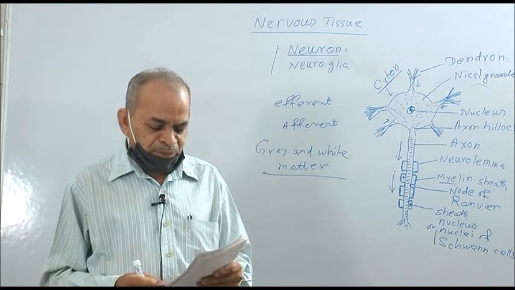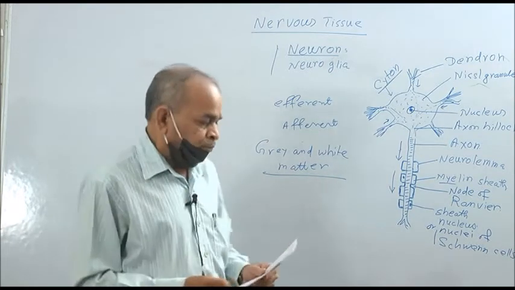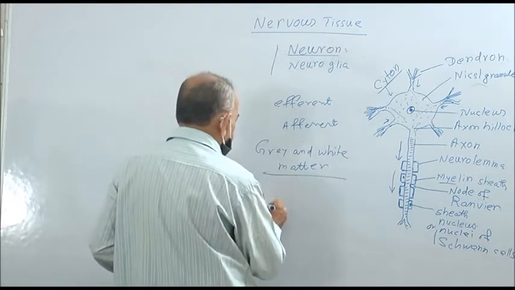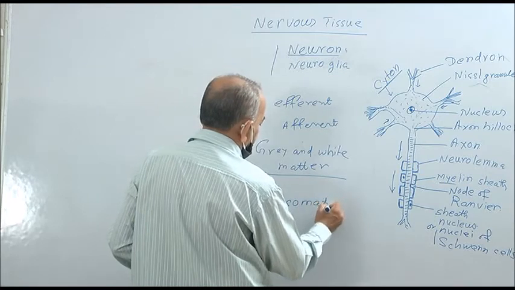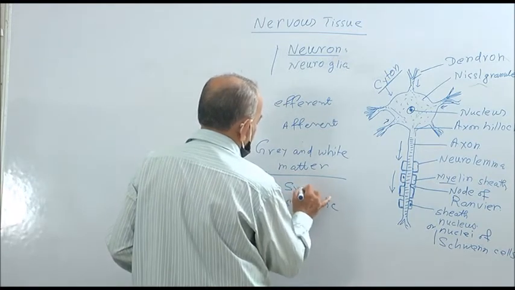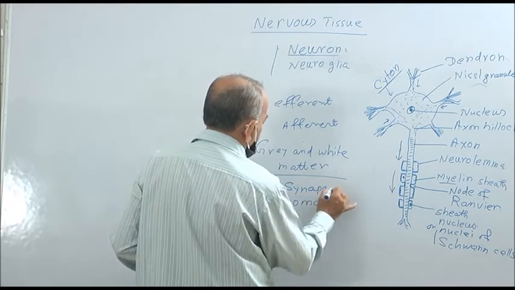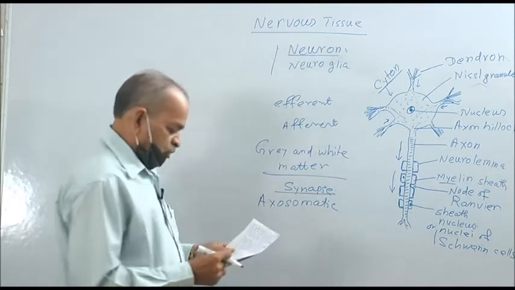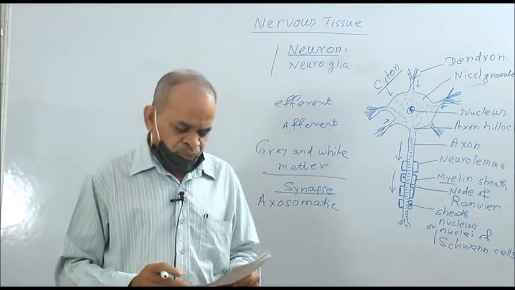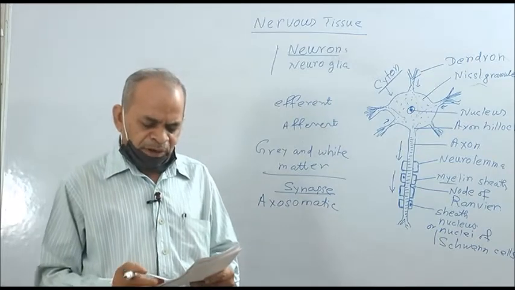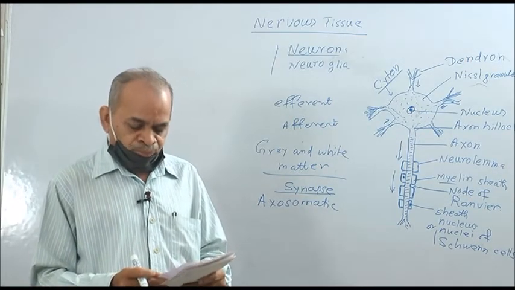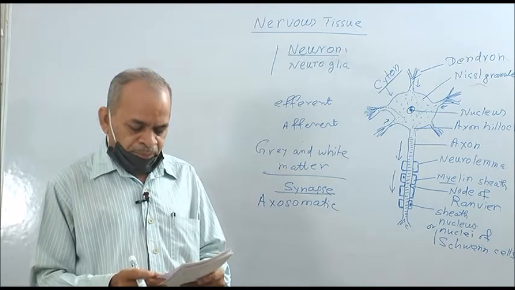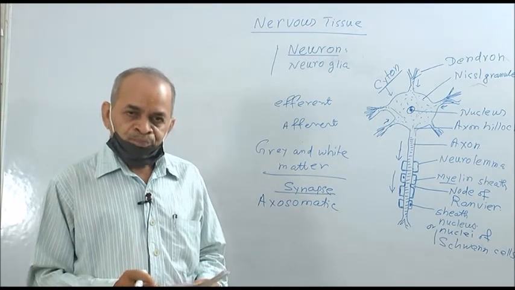So synapse, it may be axosomatic. Axosomatic means the presynaptic terminal of the axon ends on the cell body of the postsynaptic neuron.